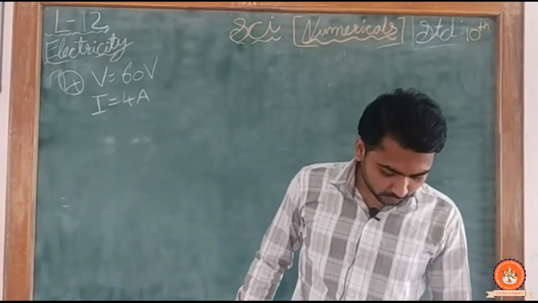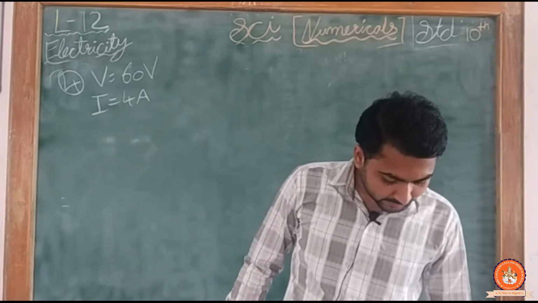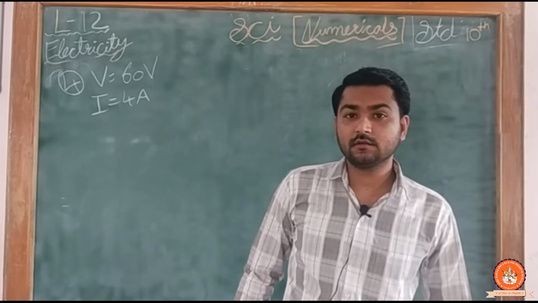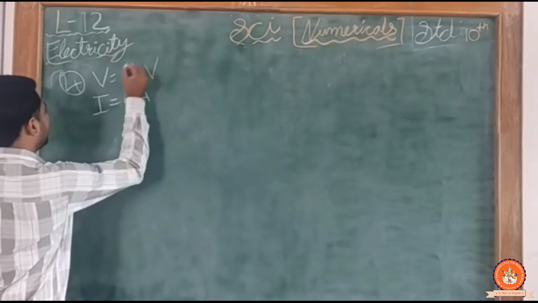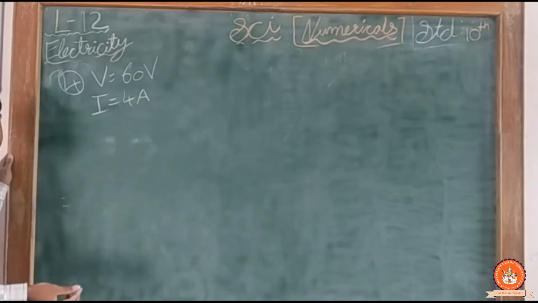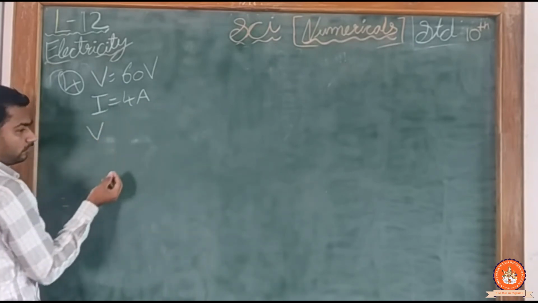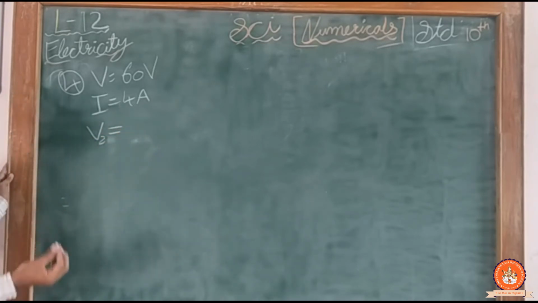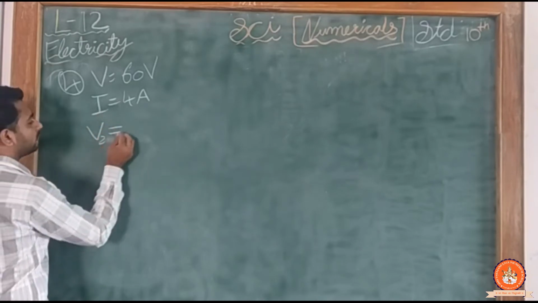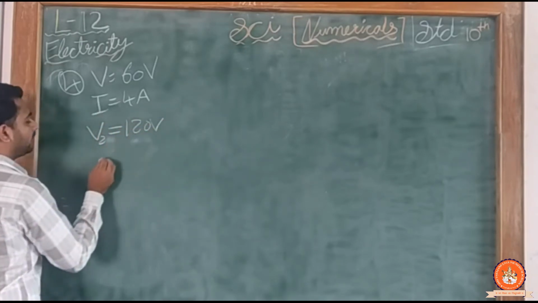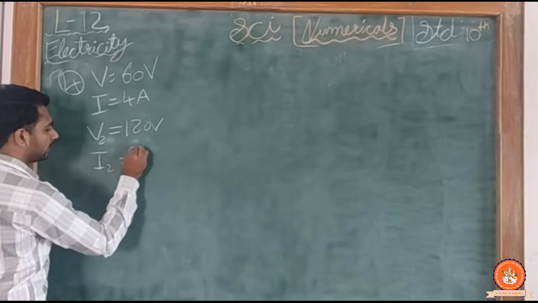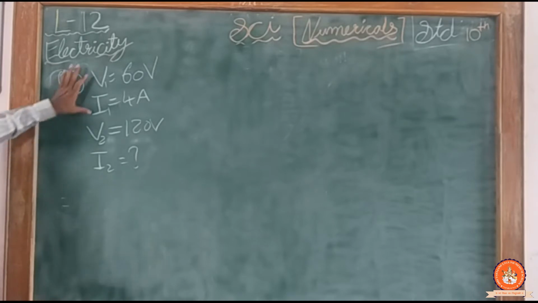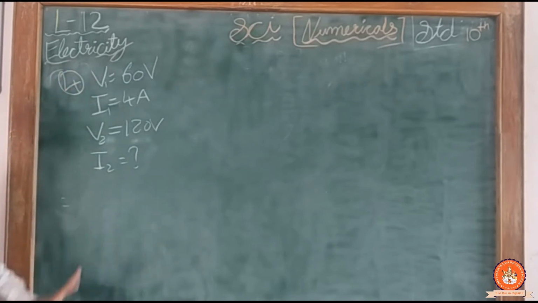Then after, from the source, what current will the heater draw if the potential difference is increased to 120 volt? See, they again give us the second voltage, V2. They tell us that if the voltage increases, how much current will flow. So they give us V2 is equal to 120 volt and we have to find I2. So this is our I1. They give us this much of value, we have to find the value of I.